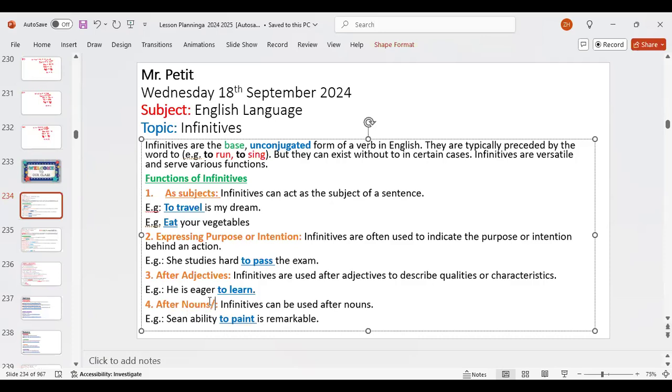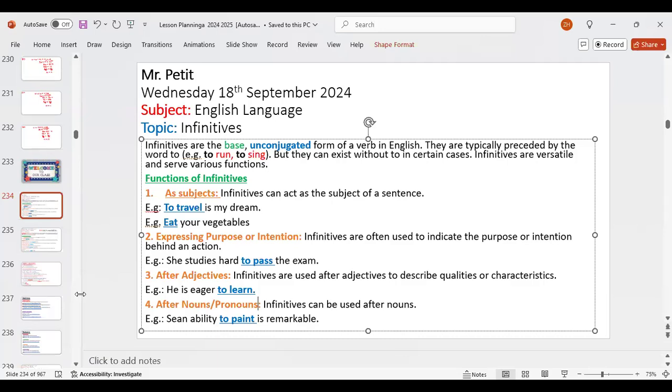Expressing purpose or intention. Infinitives are often used to indicate the purpose and intention behind an action. For example, she studies hard to pass the exam. After adjectives, infinitives are used to describe qualities or characteristics. For example, he is eager to learn. After nouns or pronouns, infinitives can be used.